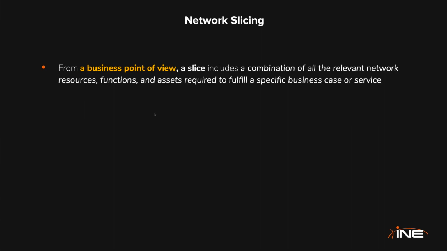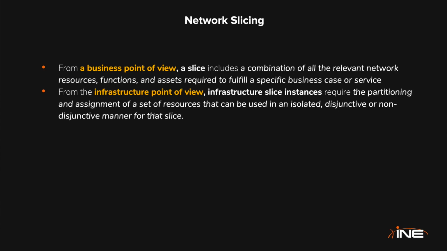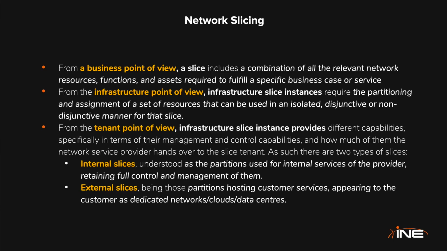Now, this definition of a network slice or an infrastructure slice basically depends on the viewpoint. For example, from a business point of view, a slice includes a combination of all the relevant network resources, functions, and assets that are required to fulfill the business case or service. From an infrastructure point of view, infrastructure slice instances require the partitioning and assignment of a set of resources that can be used in isolation, basically disjunctive, or also in a non-disjunctive manner for that slice.